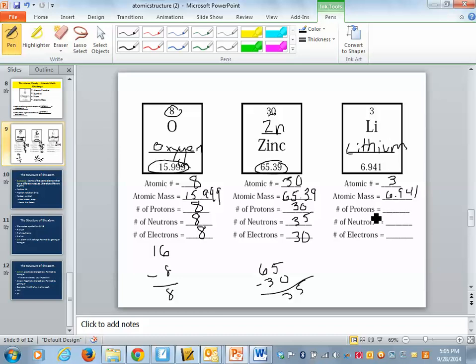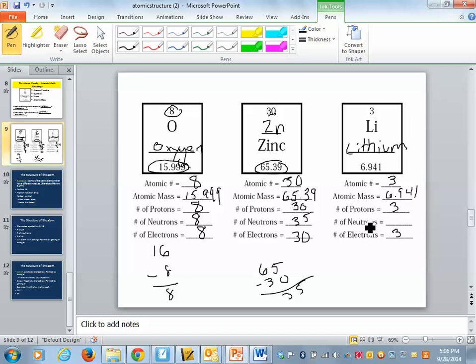Now, how do we find number of protons? Our protons is always the atomic number. Very good. And how do we, let's get down to electrons. Remember, there's 3 protons, atomic number, same as electrons, 3 and 3. Remember, our atoms are neutral, 3 positives, 3 negatives.